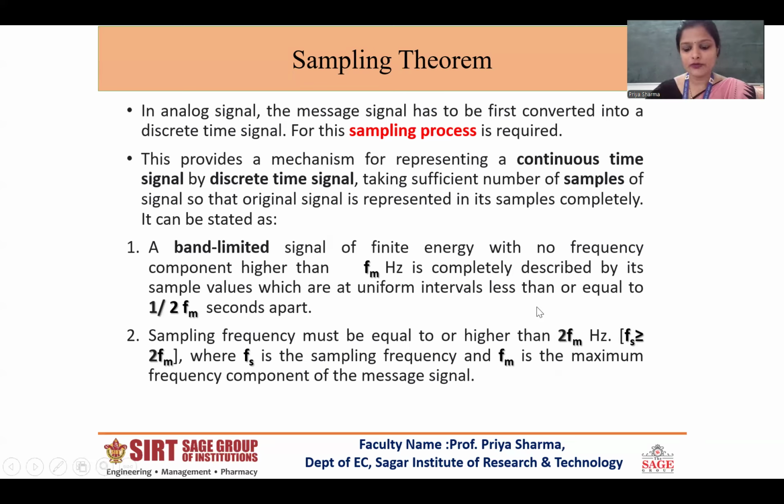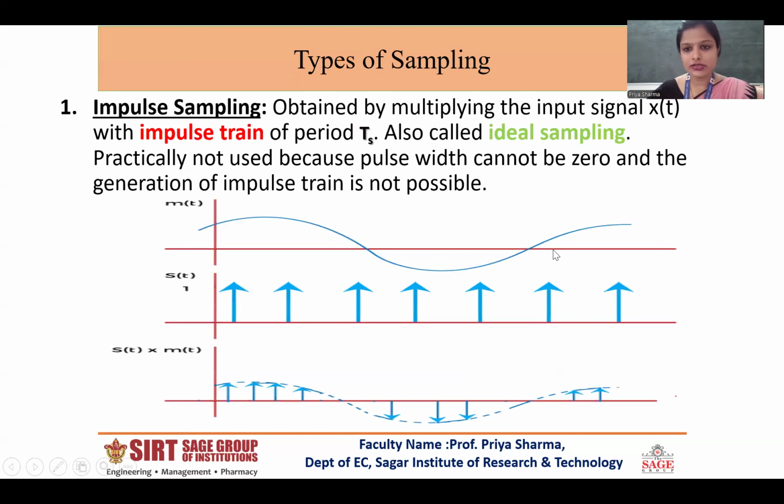So this is how we can obtain the discrete time signal from a continuous time signal. Now, sampling can be of three types. First, impulse sampling, then natural sampling, and third is flat top sampling. Coming to impulse sampling, which is also known as instantaneous sampling or ideal sampling. So, first coming to impulse sampling.